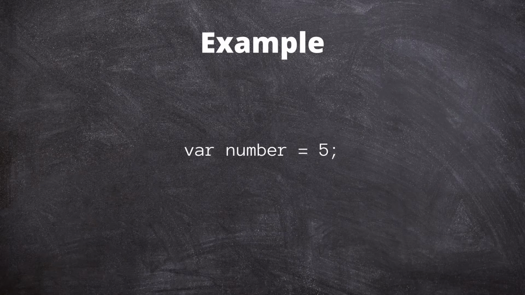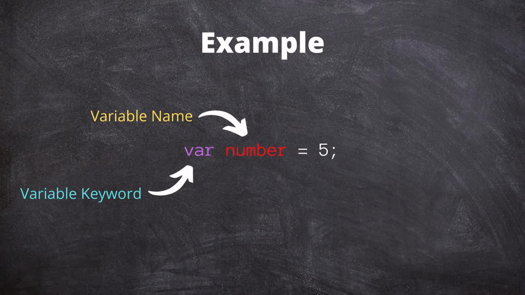Let's take a look at an example where we have a variable declared. In this example, number is a variable declared with a var keyword. This means that the variable number holds the value of 5.